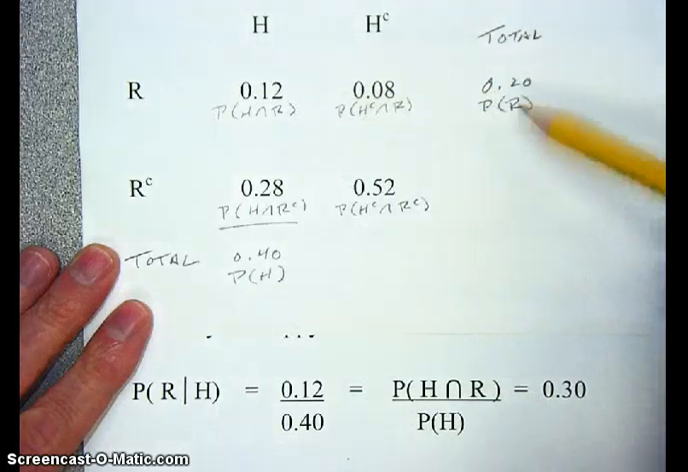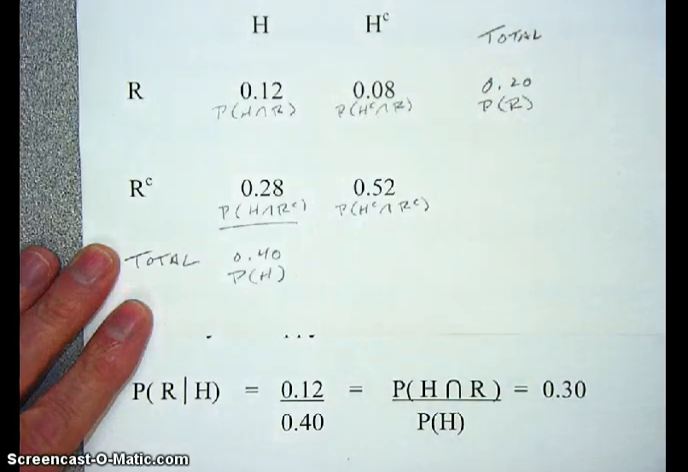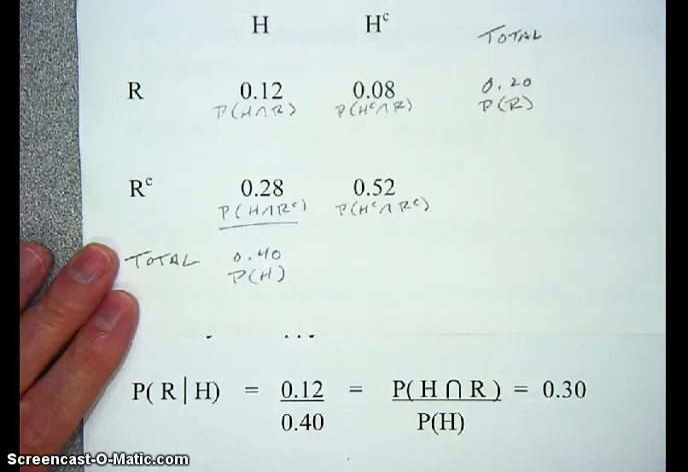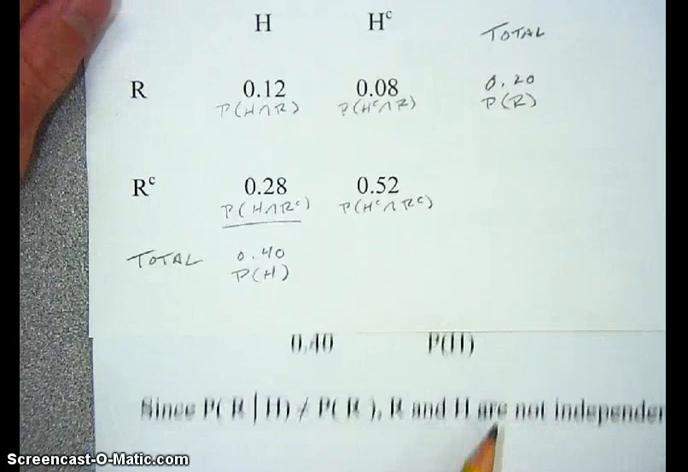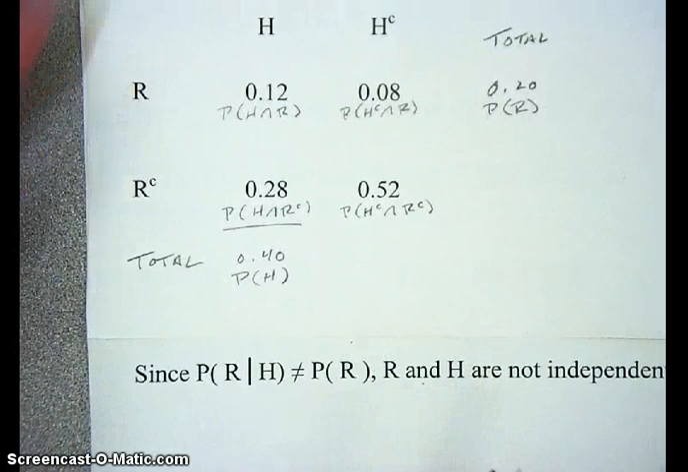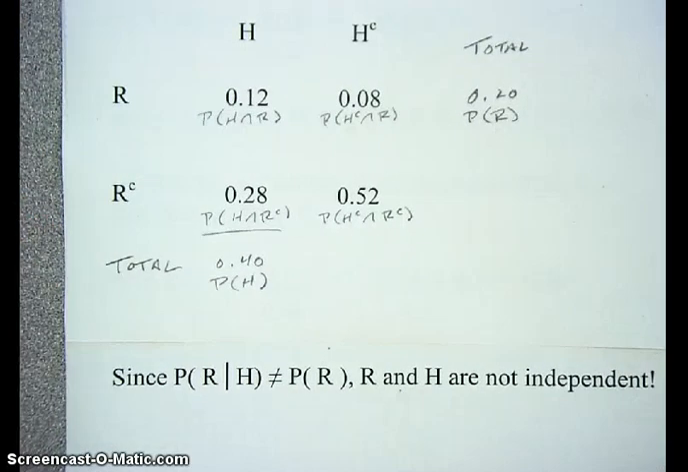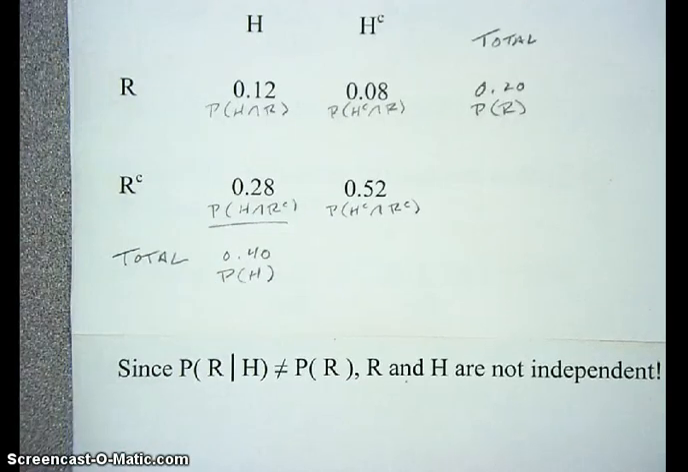So there's a difference there between the probability of being rich if you're happy and the probability of being rich in general, and that means that being happy and being rich are not independent events. So you can use conditional probability to check for independence. If the conditional probability is equal to the unconditional probability, then you could say that the events are independent. And if the conditional probability is different from the unconditional probability, then the events are not independent.